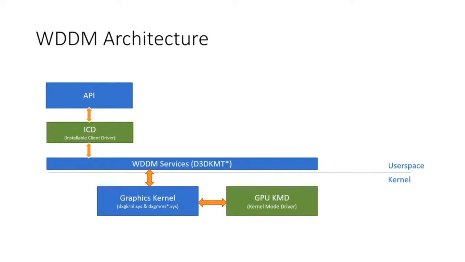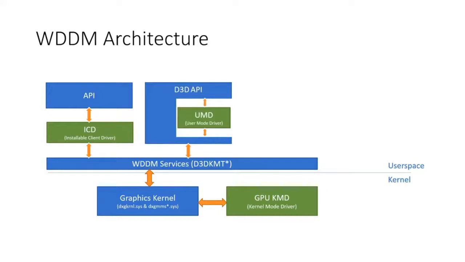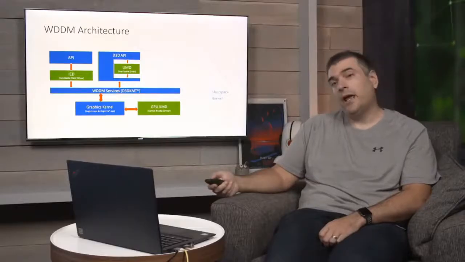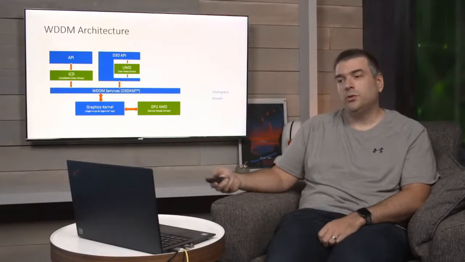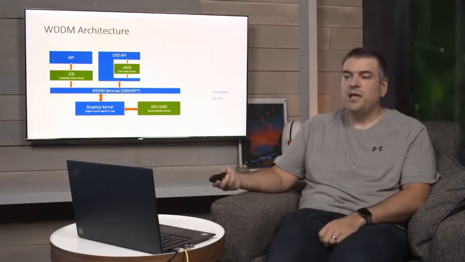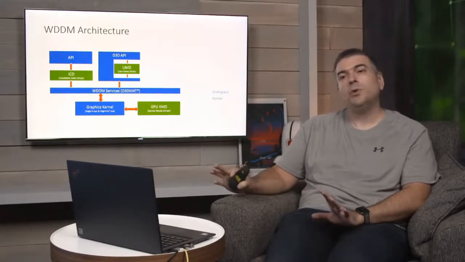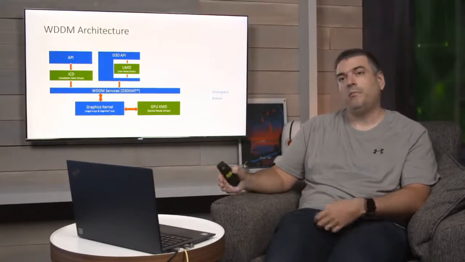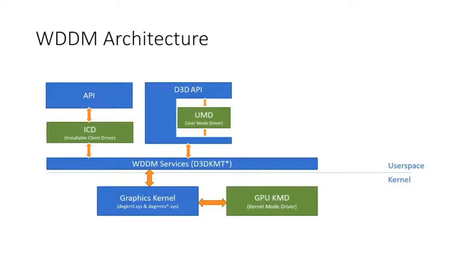For D3D, it works in a very similar way, where we run the D3D API, and we also have a user mode driver, which in this case we call the UMD, or user mode driver. You'll often see us interchange the names ICD and UMD, and we call them all UMD. But the main difference with the D3D model is that rather than having the user mode driver call directly into our kernel services, it talks with the D3D runtime, and the D3D runtime manages talking to the kernel on its behalf.